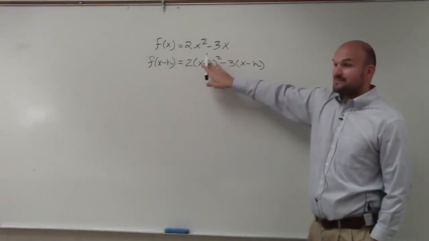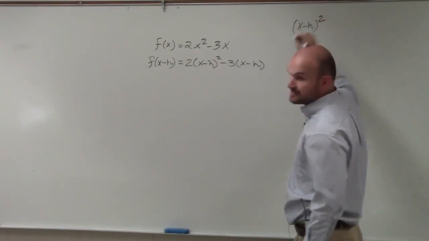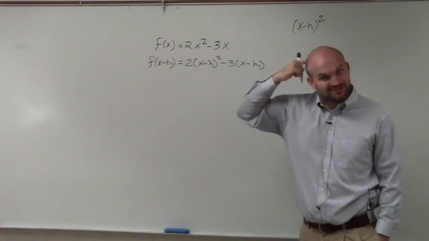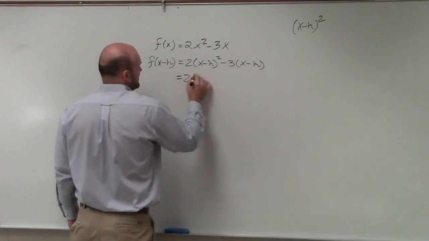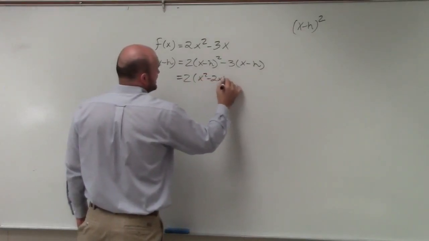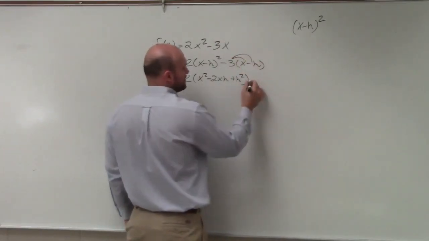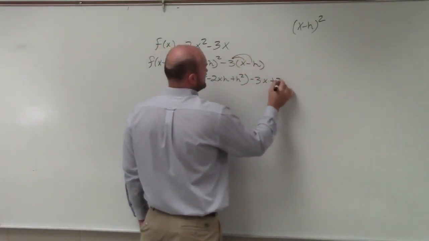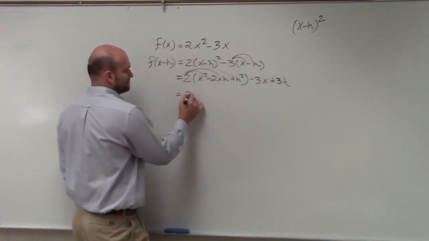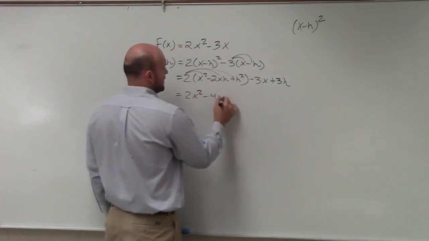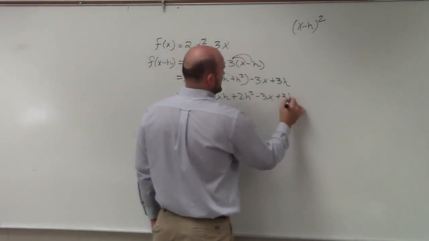So I have x minus h squared, which, fortunately for me, is a binomial squared. I can do this in my head based on those rules that I wrote down before. That gives me x squared minus 2xh plus h squared. And then here, I can just apply the distributive property, minus 3x plus 3h. I'll apply the distributive property again over here: 2x squared minus 4xh plus 2h squared minus 3x plus 3h.